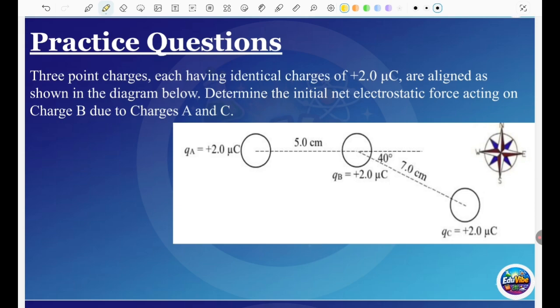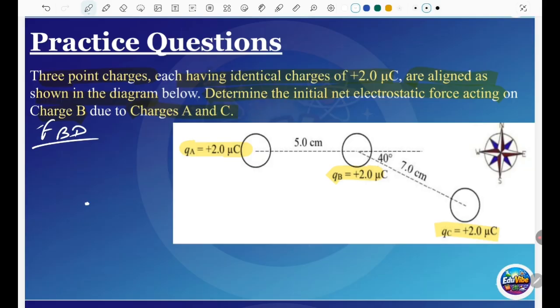Let's discuss now. We have three point charges, identical charges of 2.0 microcoulombs. All three charges have the same charge, and are aligned as shown in the diagram below. Determine the initial net electrostatic force acting on charge B due to charges A and C. That's the kind of thing you have to know. Okay, first we have to find the free body diagram. So how can we find it?